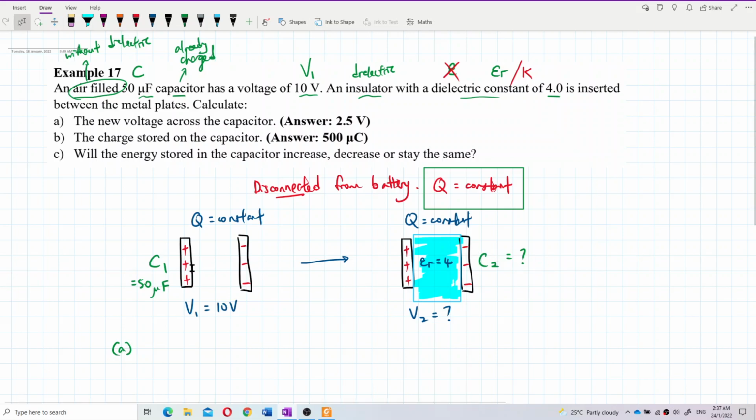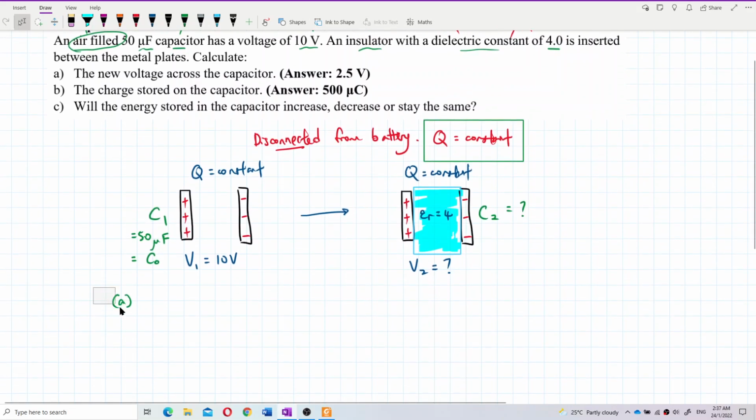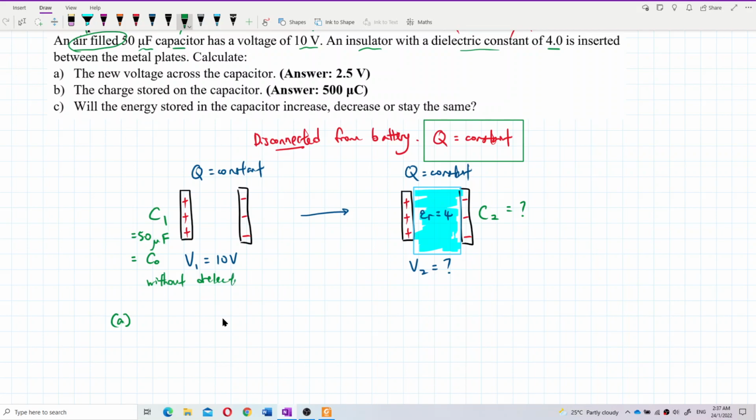Since we can write this one without dielectric, we can put this as C0. Let me write it down. This one is without dielectric, and this one is with. Now you insert a dielectric. This one is with dielectric, so C2 is with dielectric.